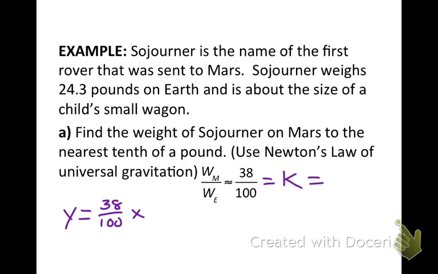What's this ratio? The y to x. Remember, constant variation is y over x. So my weight on Earth is my x. So if we plug this in place of x, that's your weight on Earth. And we want to find it for Mars, right? Okay. So 24.3. Handy dandy calculators. Let's do it.